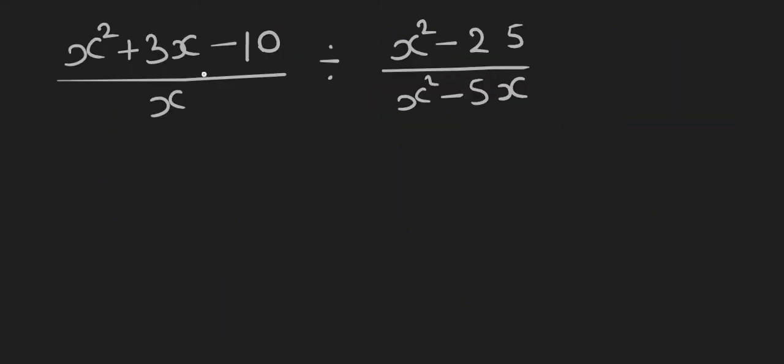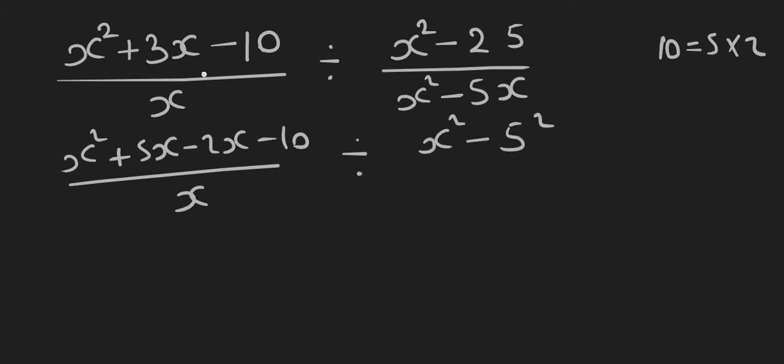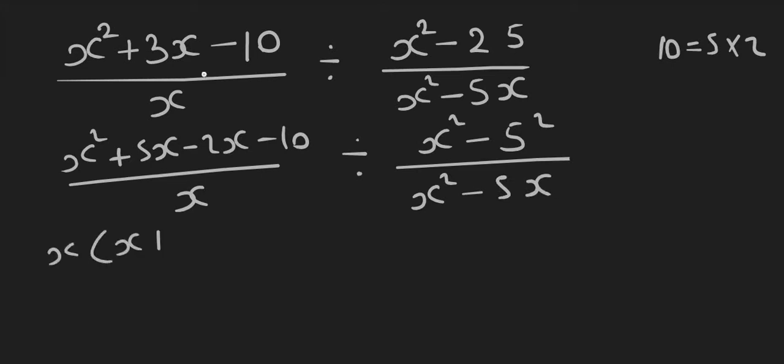It has x squared plus 3x minus 10, that is a quadratic expression. Therefore, we factorize 10. 10 is 5 into 2. Therefore, we can factorize this as x squared plus 5x minus 2x minus 10 divided by x. The whole fraction is divided by x squared minus 5 squared minus 5x. Now we factorize x squared plus 5x. We separate x. We are left with 1x from x squared and plus 5.